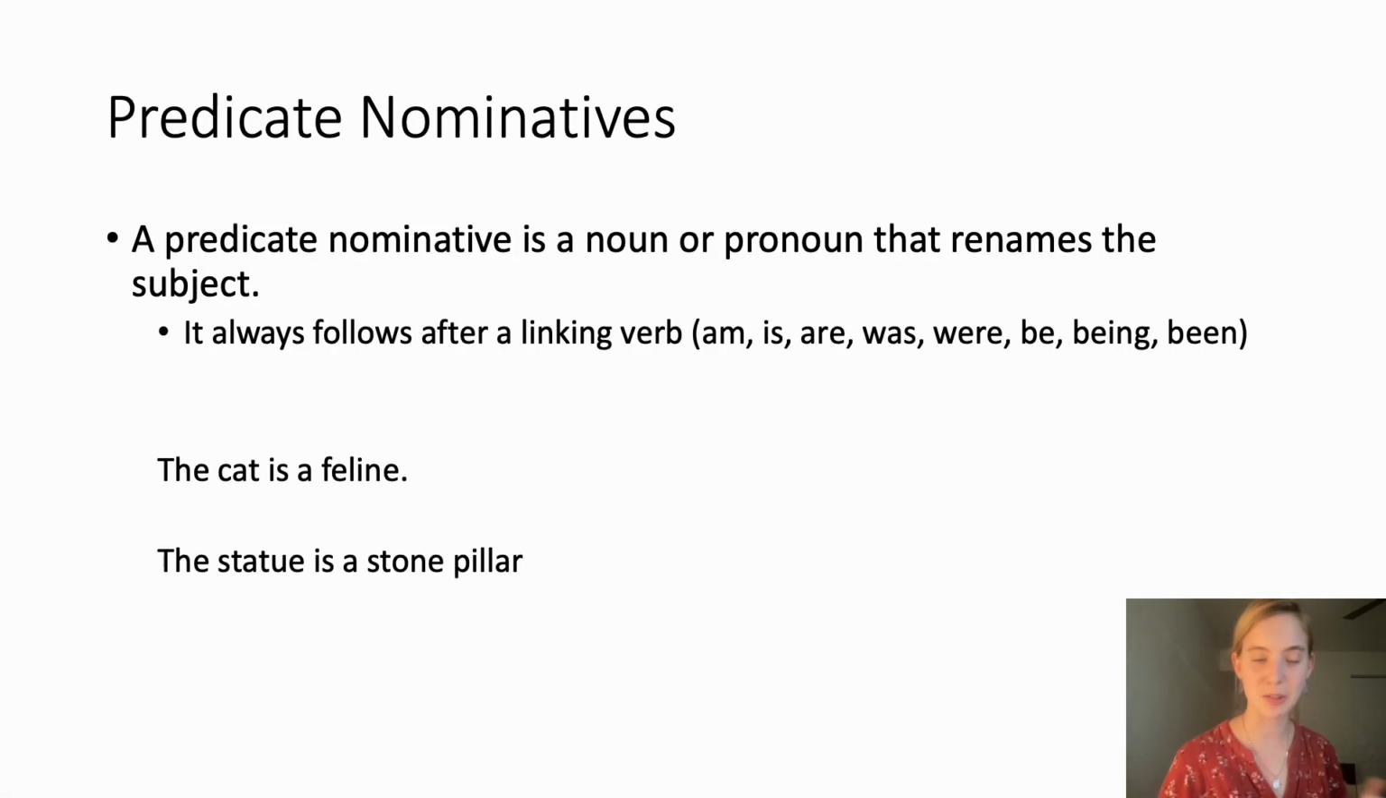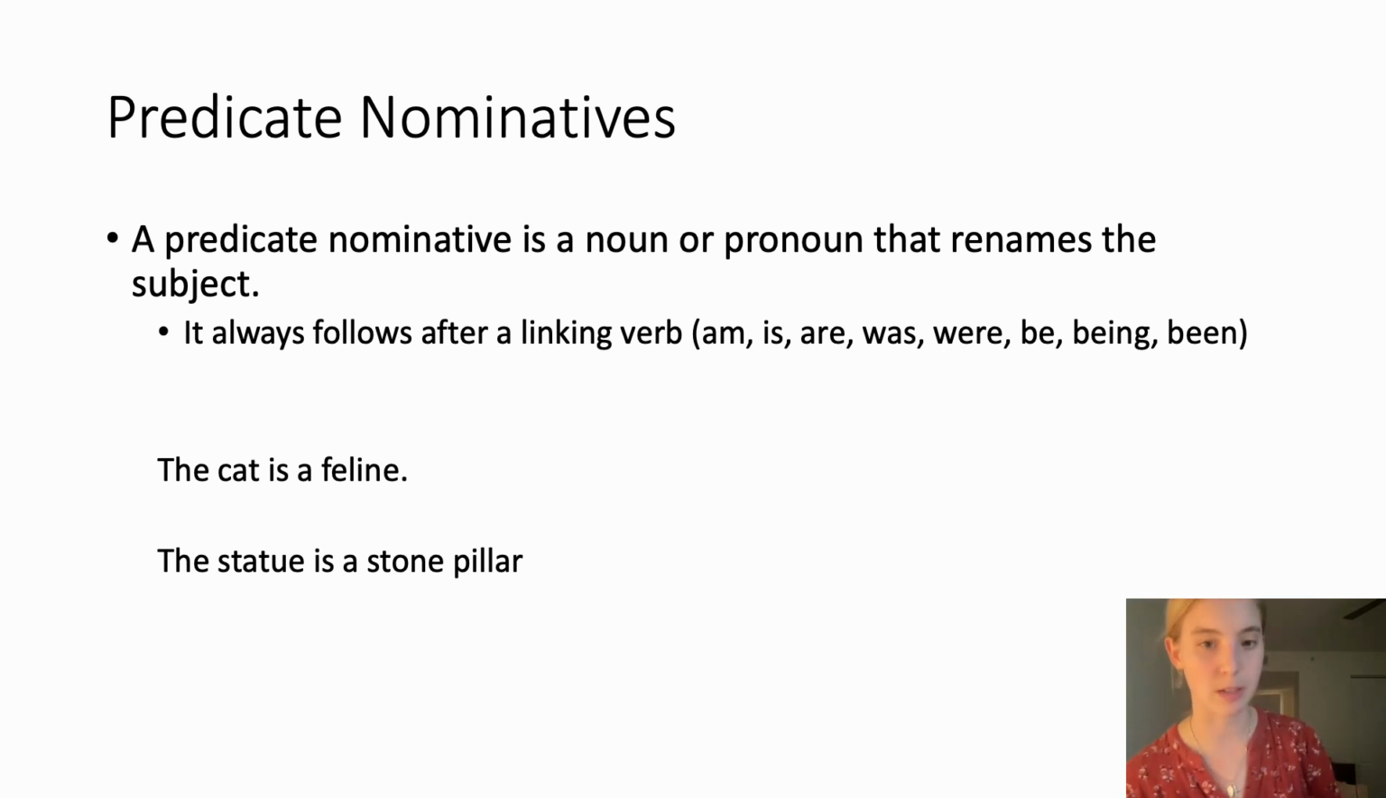Chapter 2 continues with an explanation of predicate nominatives. A predicate nominative is a noun or a pronoun that renames the subject, and we talk about this all the time in class, so this is an important concept to pay attention to. It always follows after a linking verb. Linking verbs, the most common, are the be verbs. These are am, is, are, was, were, be, being, been.